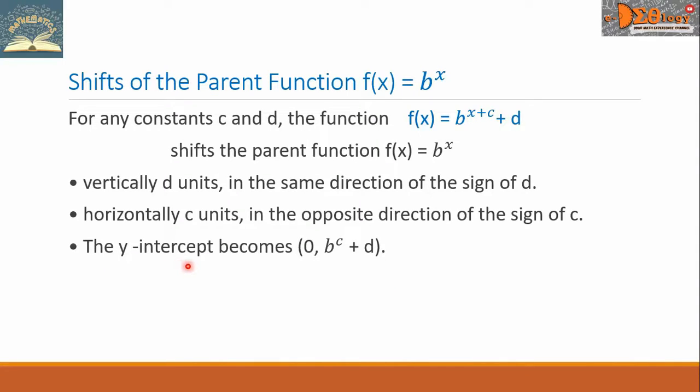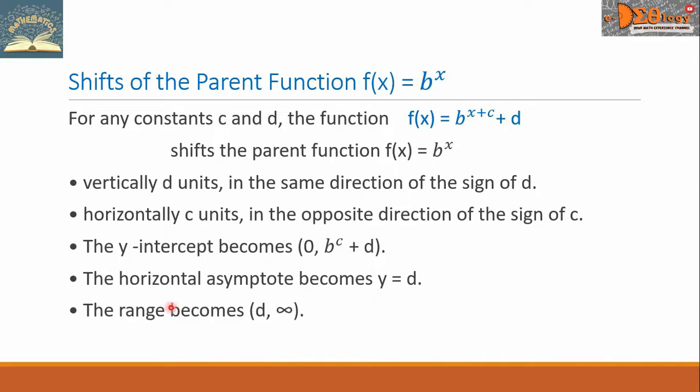The y-intercept becomes the coordinates (0, b^c + d). The horizontal asymptote becomes y = d. The range becomes the open interval (d, positive infinity), while the domain, that is from negative infinity to positive infinity, remains unchanged.